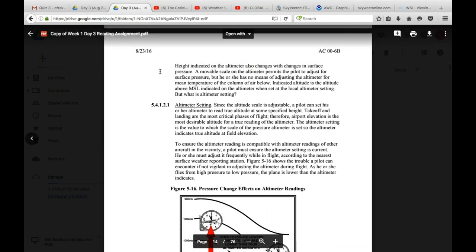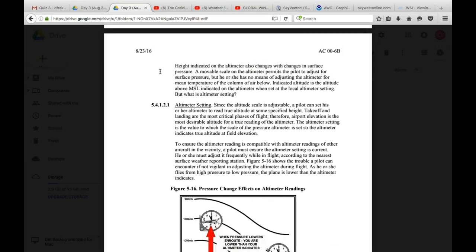So height indicated on the altimeter also changes with changes in surface pressure. A movable scale on the altimeter permits the pilot to adjust for surface pressure, but he or she has no means of adjusting the altimeter for mean temperature of the column of air below. Indicated altitude is the altitude above mean sea level indicated on the altimeter when set at the local altimeter setting.